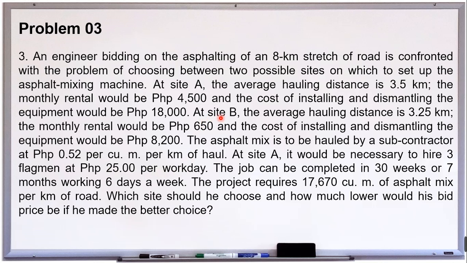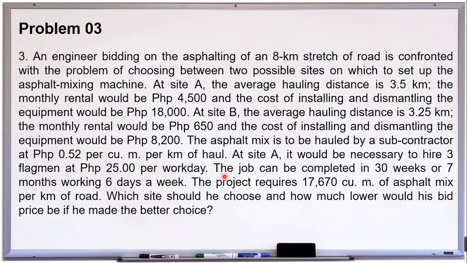Now let's proceed to site B. Site B, its distance from the project is 3.5 kilometers, which is closer compared to site A. And then the rental is 650 pesos. Then the installation and dismantling cost of the equipment is 8,200 pesos. Then the asphalt mix for both sites is to be hauled by a subcontractor, in which the rate is 0.52 pesos per cubic meter of asphalt mix and per kilometer of haul. So this per kilometer of haul is the distance of the site from the project.